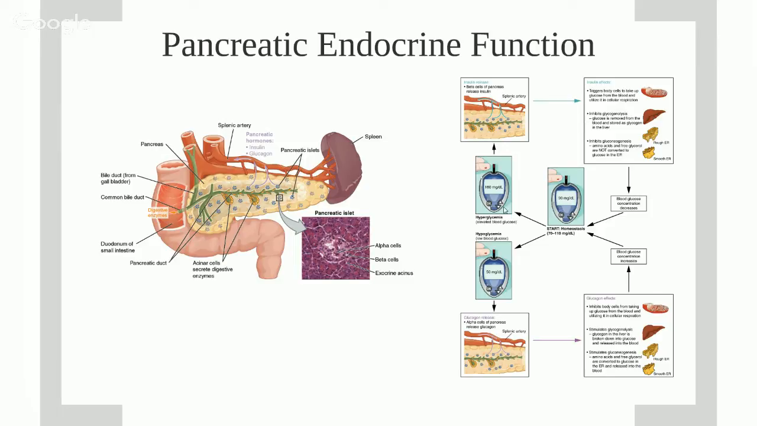If blood sugar levels are high, 160 milligrams per deciliter as an example, then the beta cells will release insulin, and that actually does target everything in your body. It tells every single cell in your body to take up the glucose and use it.